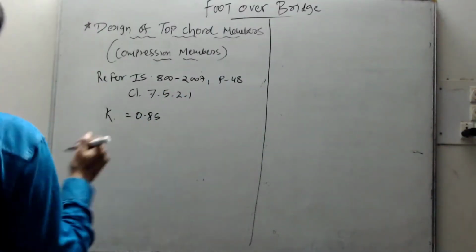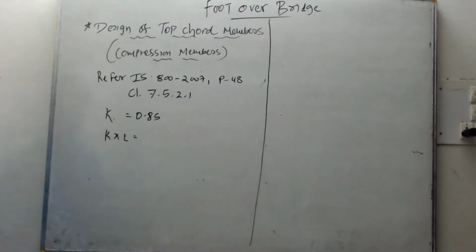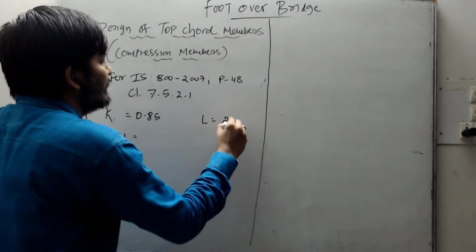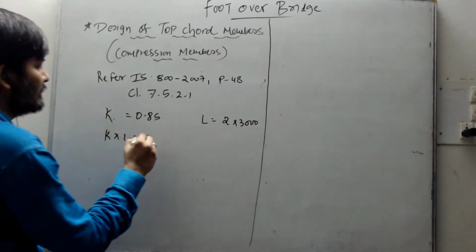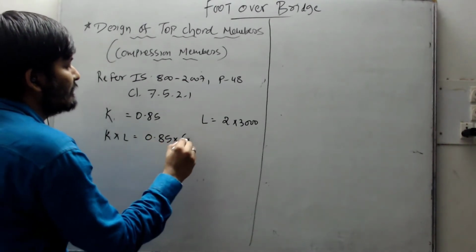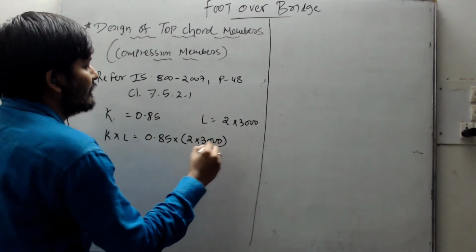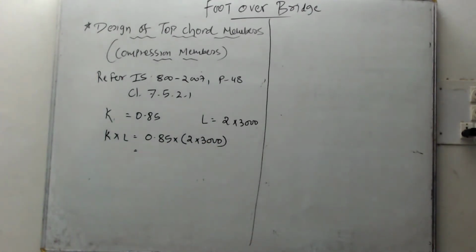So then we can find out the value of K into L. For that we need to find out what the length is now. The top chord member is laterally supported by the alternate rakers. Generally the length will be, top chord members will be supported by the rakers, so the length will be 2 multiplied by 3000 on both the sides, right? Both the sides the rakers will be there. So K into L will become 0.85 multiplied by 2 multiplied by 3000. So we'll get your K into L value as 5100 mm.